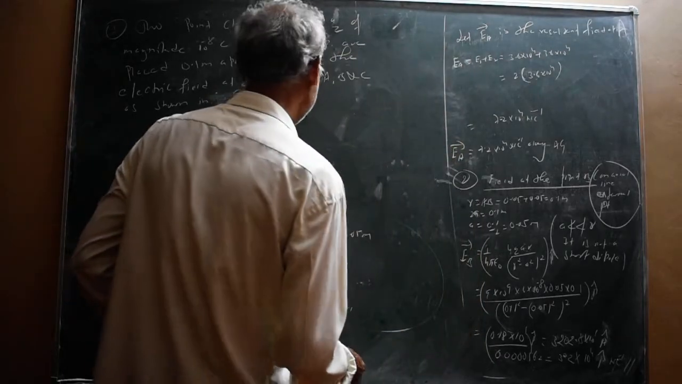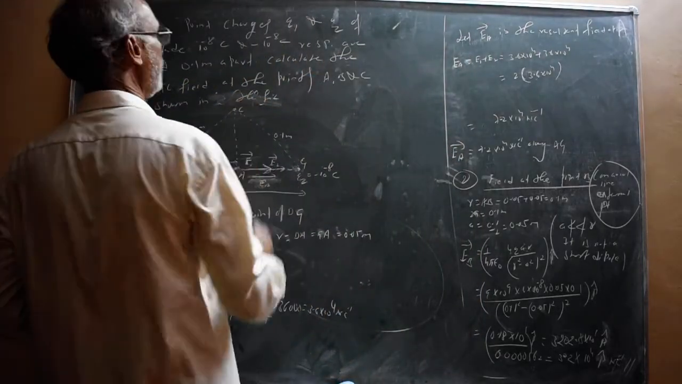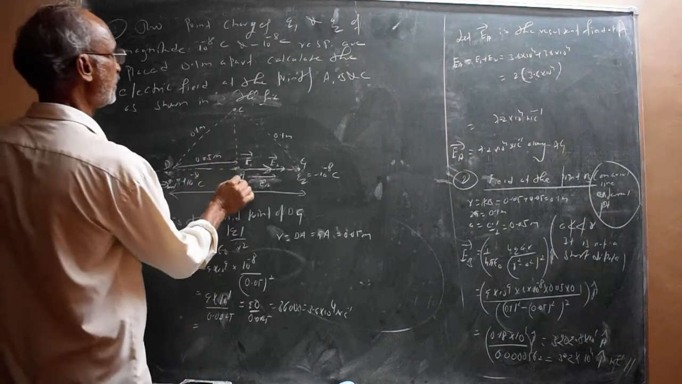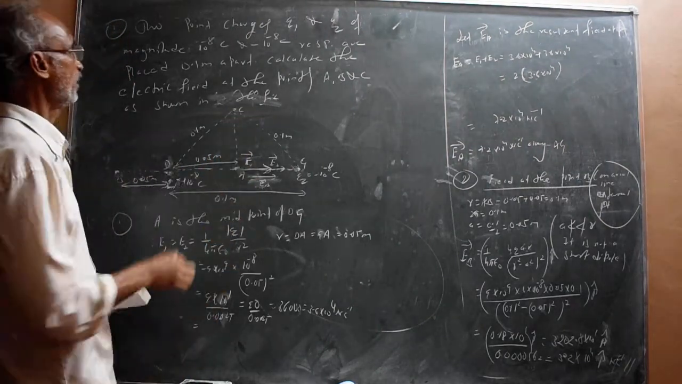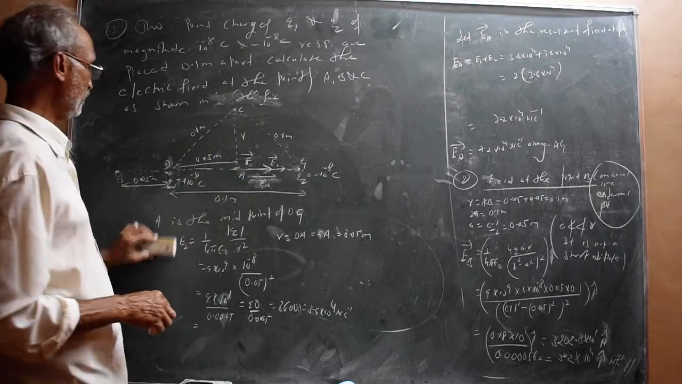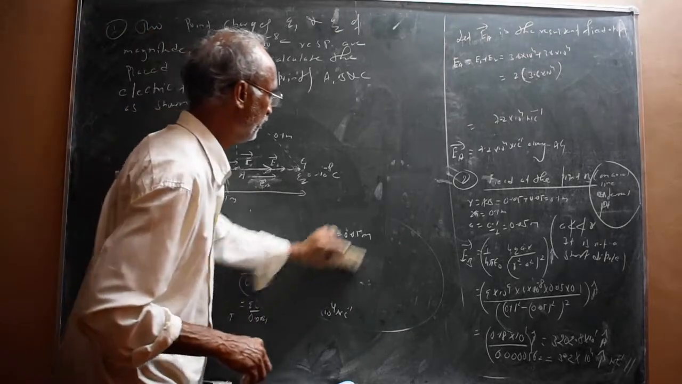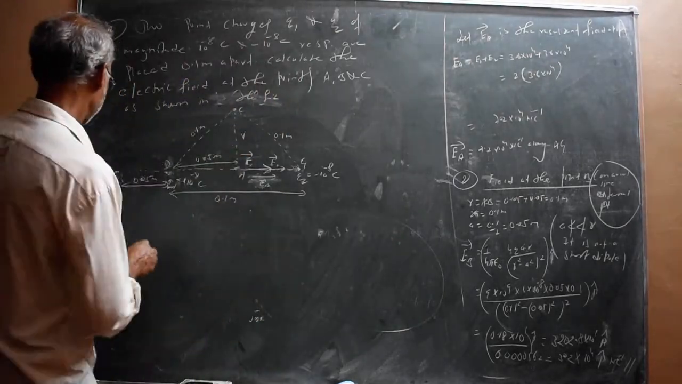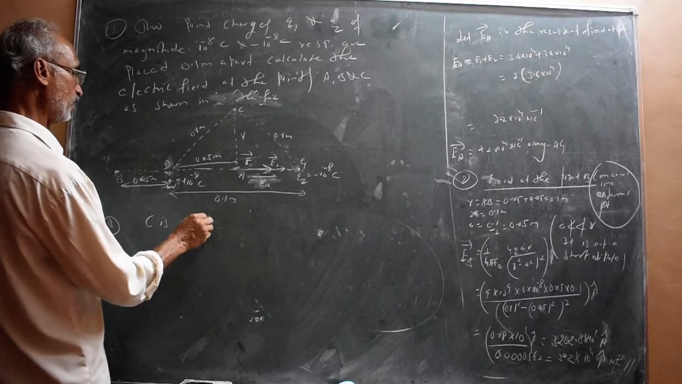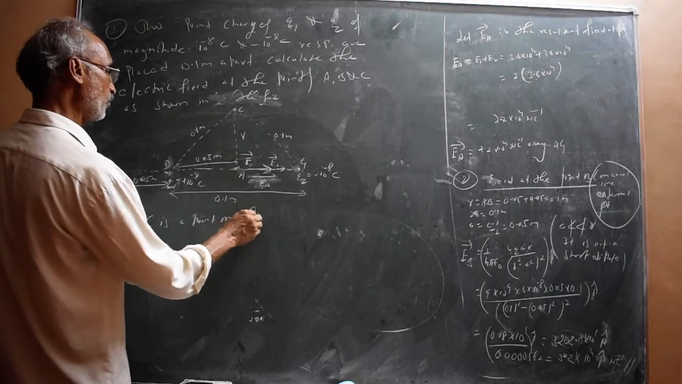Now, point C is on the equatorial plane, but what is the R? The distance between A and C. That R is to be worked out now by Pythagoras theorem. Okay, for the point C. C is a point on the equatorial line. Third one, C is a point on the equatorial line.